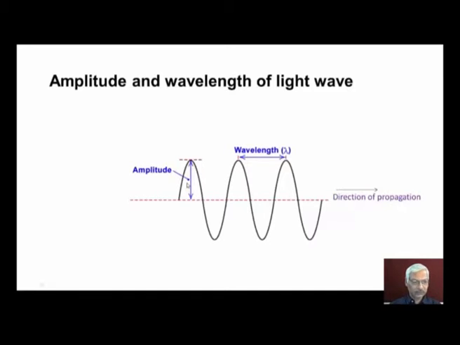Now you can see a light wave here which is moving in this direction. The distance between any two consecutive points on this wave is termed the wavelength, and it is denoted by lambda, and this height is the amplitude of light.